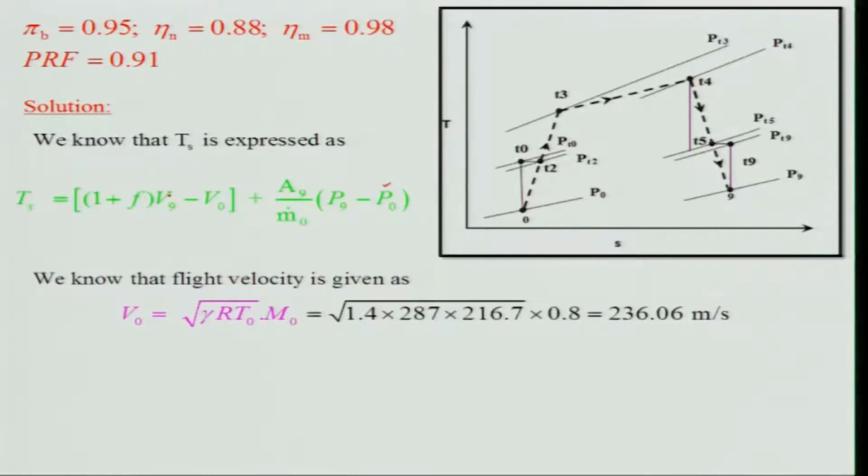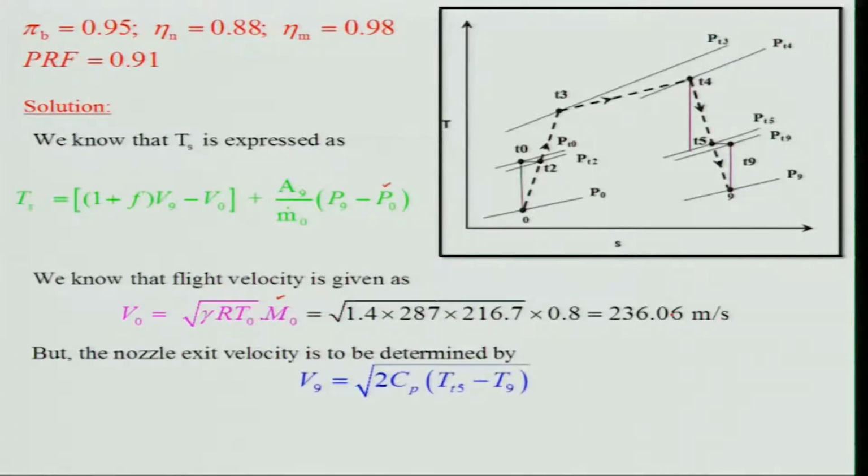The V naught is very easy to determine, that is nothing but A naught, which is root over gamma R T naught, and M naught. M naught is given to you, and T naught you will get from your altitude, gamma is 1.4, R is your specific gas constant, and the Mach number is 0.8, so you will get 236.06 meter per second, right. So, the nozzle exit velocity is to be determined, and we will go as usual, like V9 is root over 2 Cp (TT5 minus TT9), right.